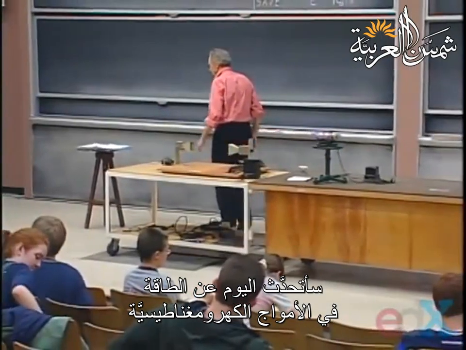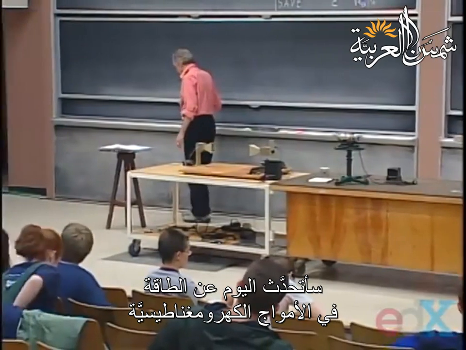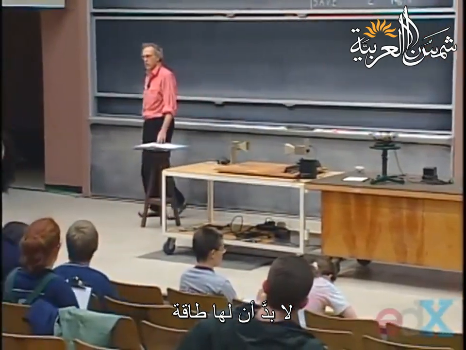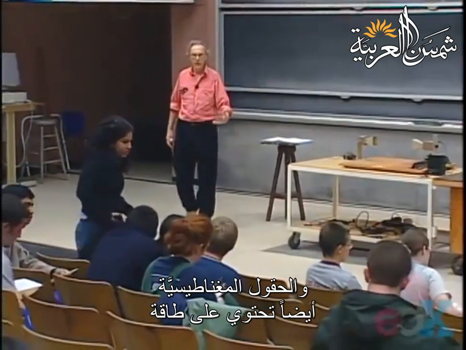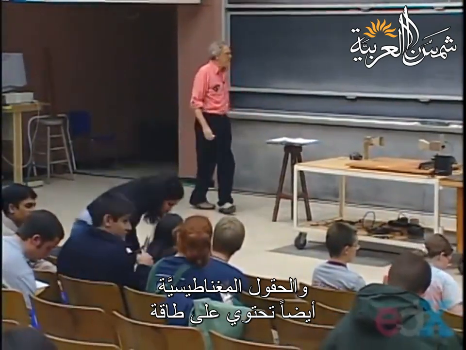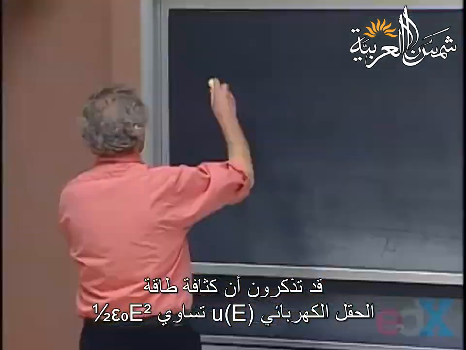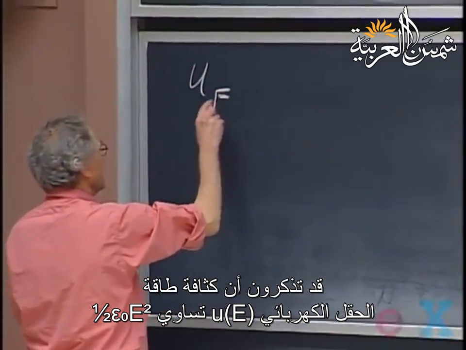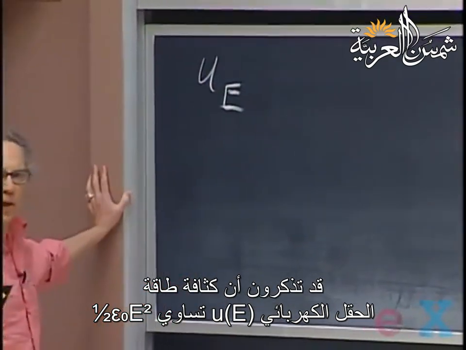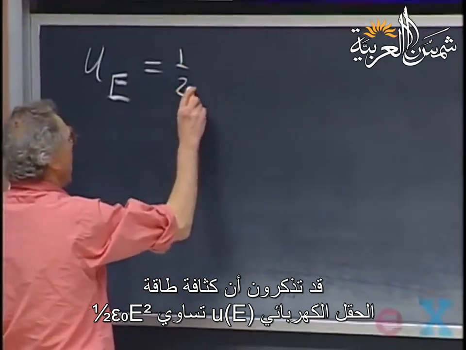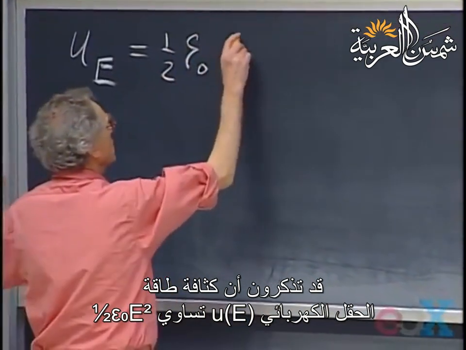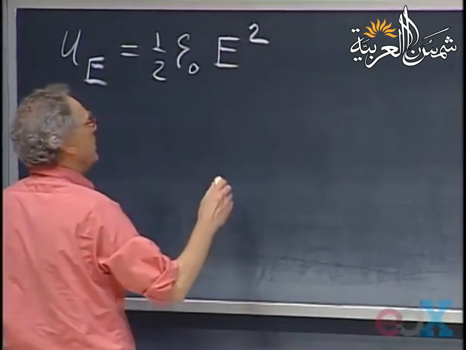I'm going to talk today about energy in electromagnetic waves. There must be energy in there because we know that electric fields contain energy and magnetic fields contain energy. And you may remember that the electric field energy density is 1/2 epsilon 0 E squared.